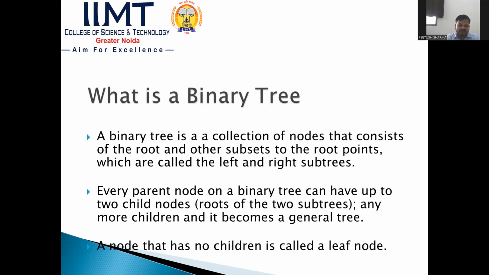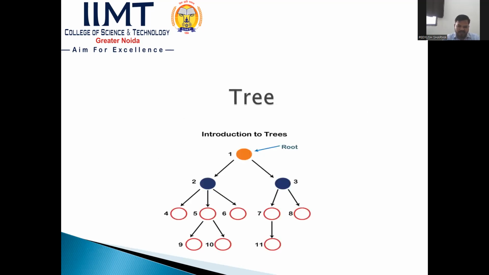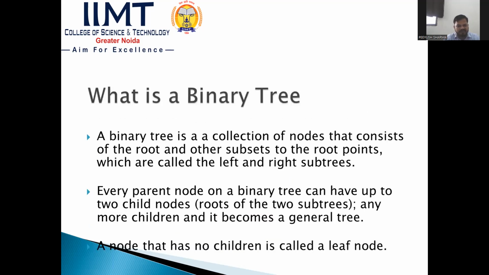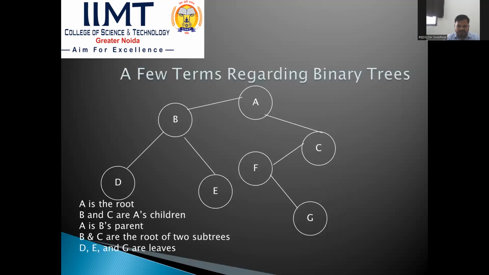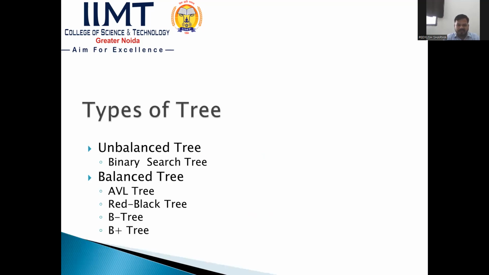So what is the binary tree? A binary tree is one in which we have at most two child nodes. Basically, we can say either no child node, or only one child node, or at most two child nodes. So that will be a binary tree. Here we can see that this is not a binary tree. Why? Because it has three child nodes. So these are some terminology related to tree.